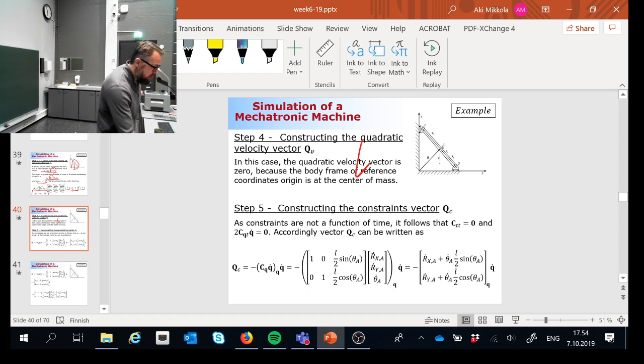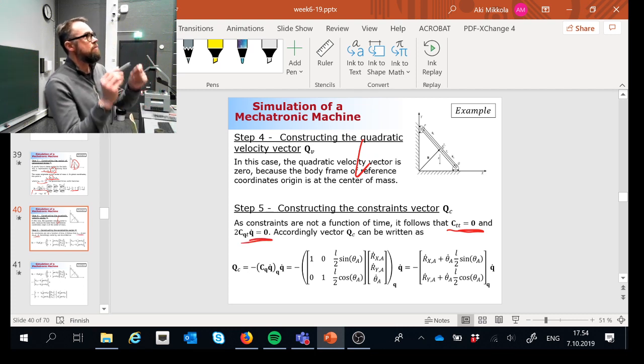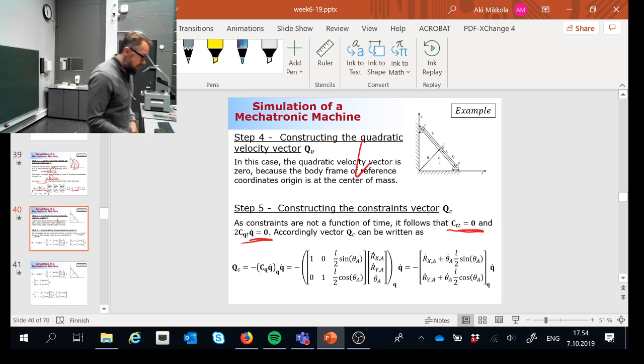Okay, so I know that this guy will be equal to 0, this guy will be equal to 0, because constraints are not function of time. They are not function of time, so that tells me already these two components will be equal to 0. First I'm going to take my Jacobian matrix. I'm going to multiply that with the velocity of generalized coordinates. That gives me a vector of 2 components. This vector of 2 components will then be differentiated with respect to generalized coordinates. It's painful, but let's just do it.